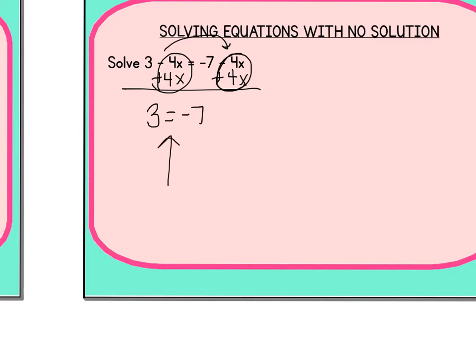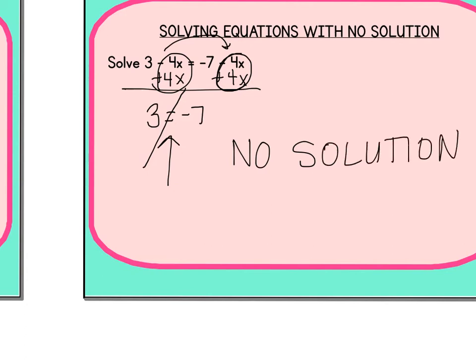Well, if you stop and think about it, 3 does not equal negative 7, so you can put a big slash through the equal sign because it does not equal negative 7. Therefore, you have no solution. Anytime you come up with an answer where the left side does not equal the right side, you're going to put down no solution.